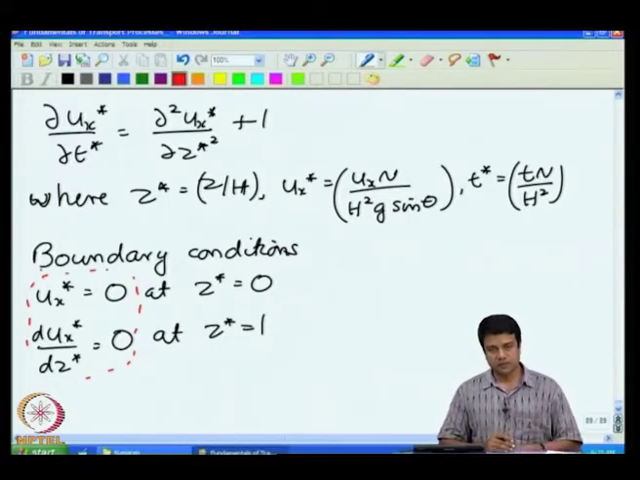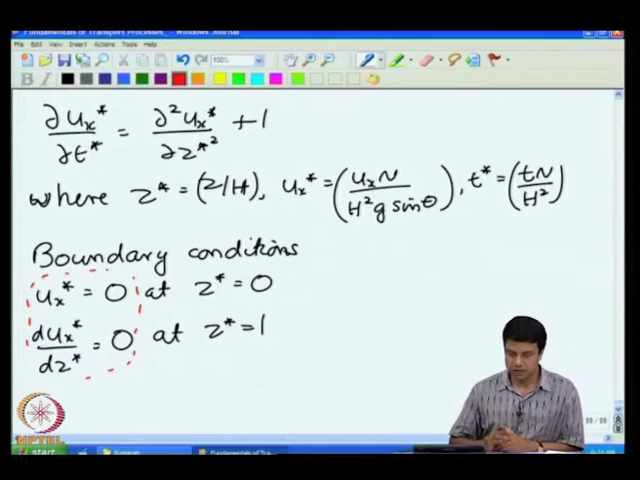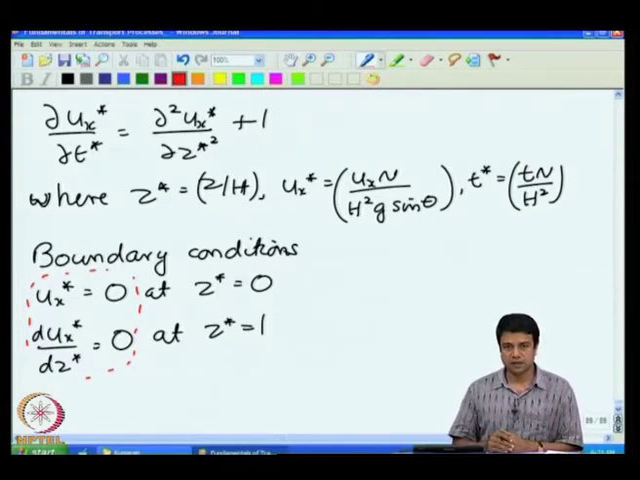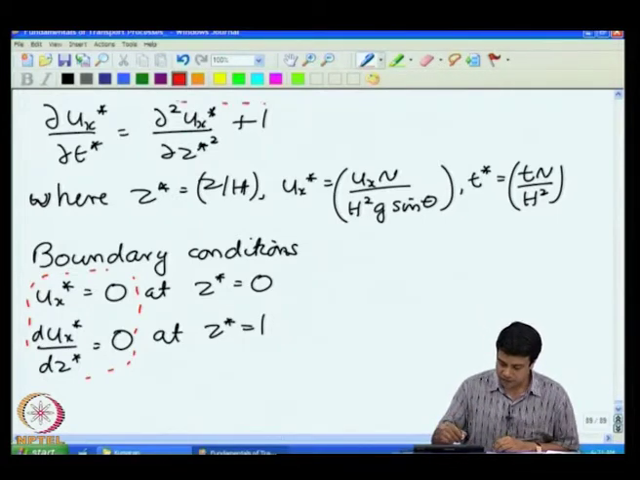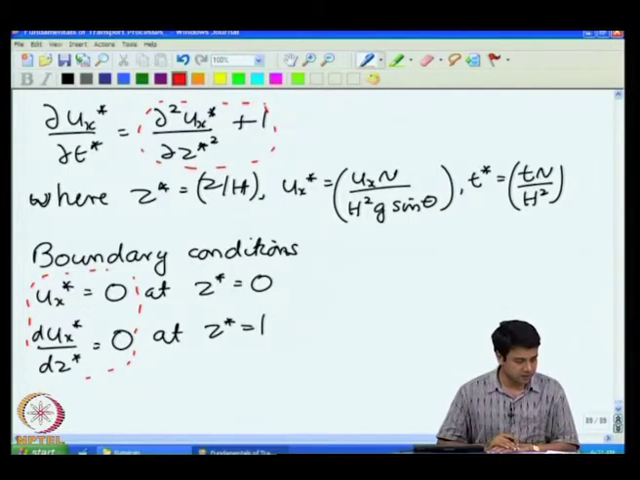So far, whenever we have solved diffusion in a channel, the boundary conditions have contained an inhomogeneous term. There was a velocity u at the boundary, there was a temperature T star is equal to 1 at the boundary, or concentration C star is equal to 1 at the boundary. In this case, the boundary conditions do not contain any inhomogeneous terms. The driving comes from the existence of a source within the equation itself.